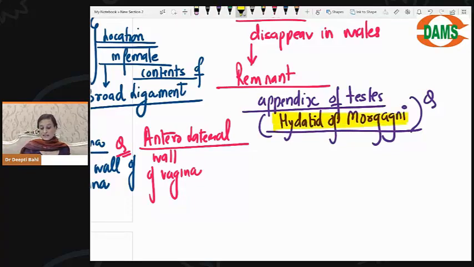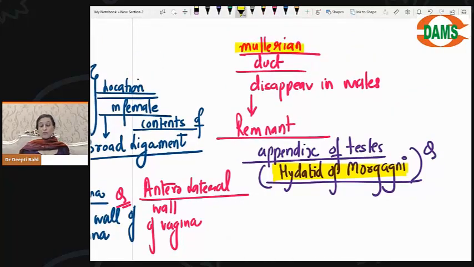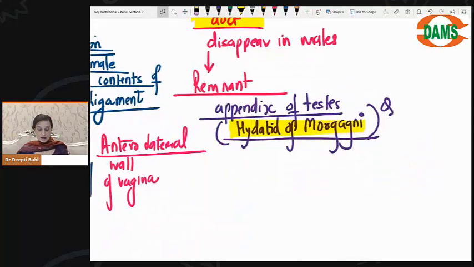is a remnant of which duct? What would be the answer? Wolffian duct or Mullerian duct? Mullerian duct, right? So the hydatid of Morgagni is a remnant of the Mullerian duct, and it is the other name for the appendix of testes. Now, sometimes the words are similar and they confuse you.